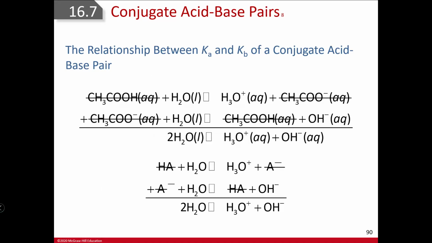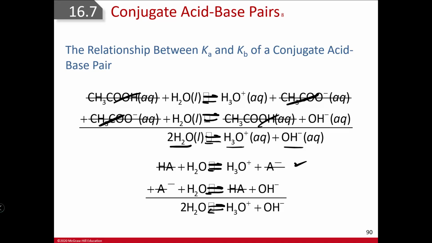Well, when we add the two reactions together, this is what happens. And again, these are all double-headed arrows here. We get two waters become hydronium ion and hydroxide ion. Because these cancel out, and this is what we have left. Same thing in general. Any acid that we add to water that's a weak acid is going to go through this process, and the conjugate base is going to go through this process. And notice we get the same outcome.